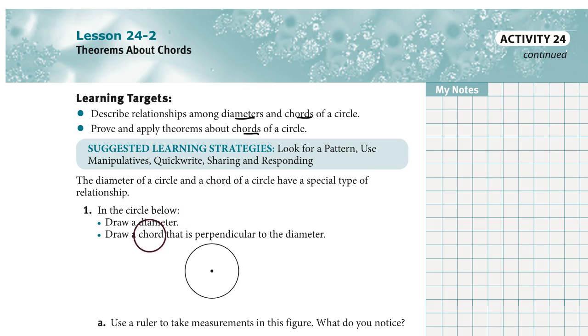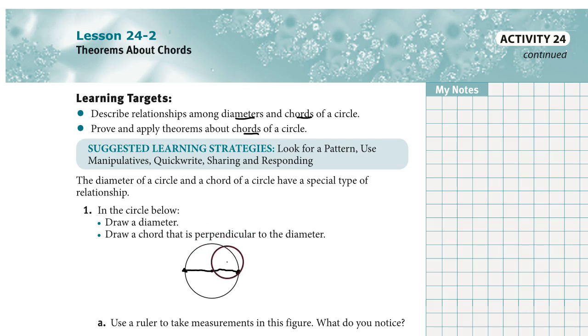Let's investigate that below. In question 1 it says draw a diameter. It doesn't say where to draw it, so let's just draw one that goes across the circle through the center horizontally. One endpoint is here and the other endpoint is here. This is a diameter.